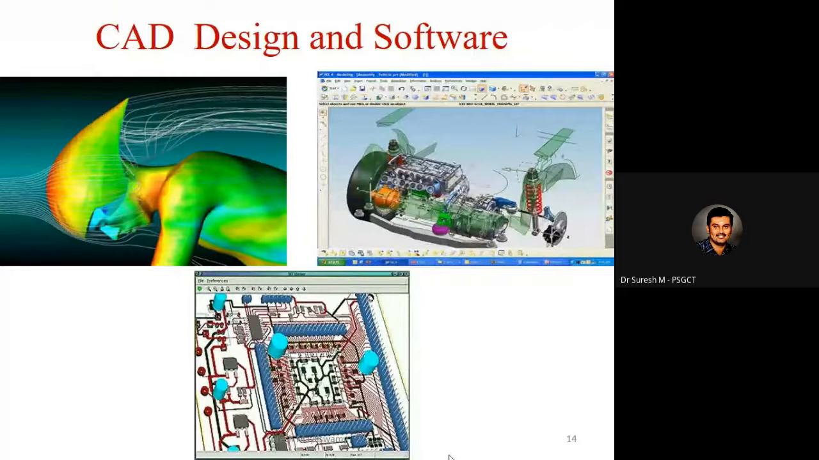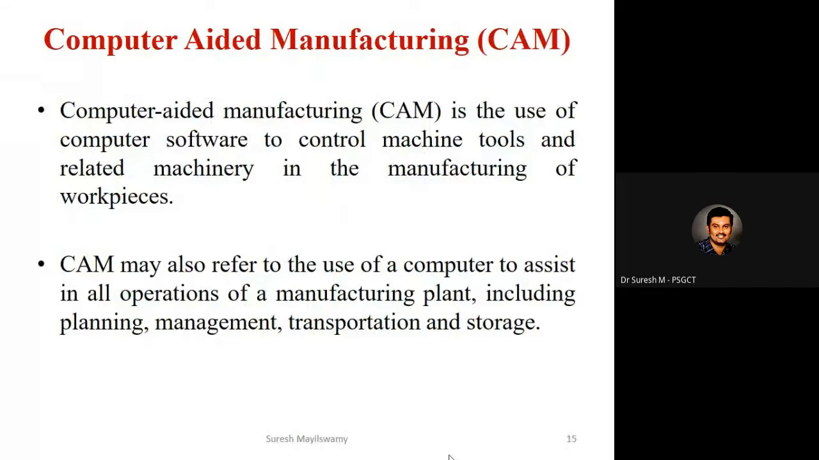In the same way, we have computer-aided manufacturing. So CAM, computer-aided manufacturing, is the use of computer software to control machine tools and related machinery in the manufacturing of workpieces. So you all know CAD software is mainly used only to design a product. After designing that, we can do the process planning and then we will do the manufacturing. So manufacturing is an important sector in the world. So how to automate this manufacturing by using machine tools? That is discussed under CAM, computer-aided manufacturing.